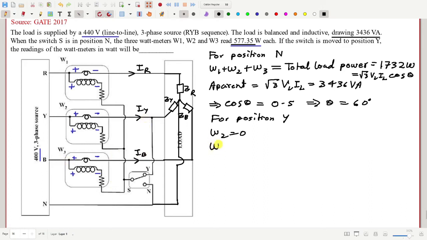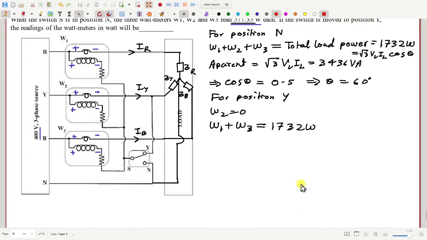So therefore, what can we say about W1 and W3? For example, W1 and W3 together should be the total load power, which we already know. Now, how much is W1 and how much is W3? Okay, so for that, we have to draw a phasor diagram. And the question says the phase sequence is RYB. So let us draw a phasor diagram.